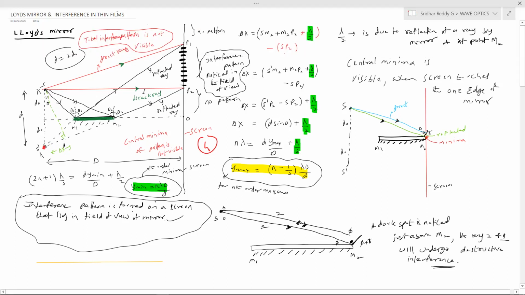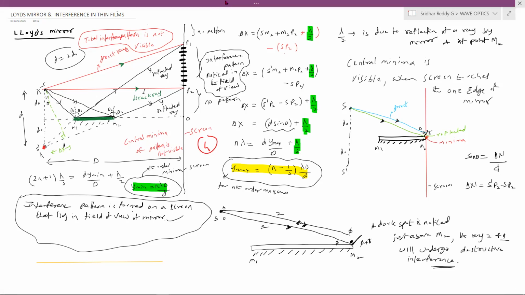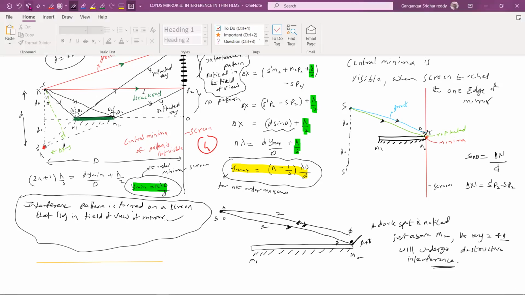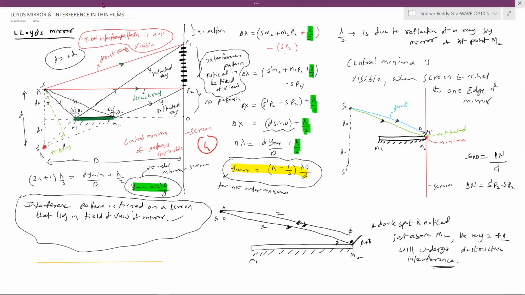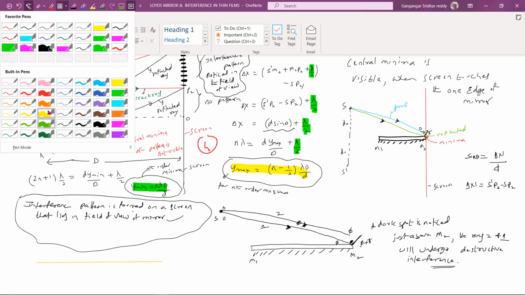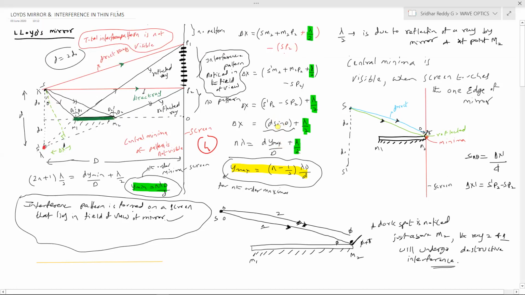Delta X dash. So what is delta X? How did you bring in delta X dash? Let me write that: sine theta is equal to delta X dash by D, where delta X dash is equal to S dash P2 minus SP2. Okay, justified. So delta X dash equals D sine theta. Delta X is the net path difference. Okay, now after simplification of this, D sine theta.